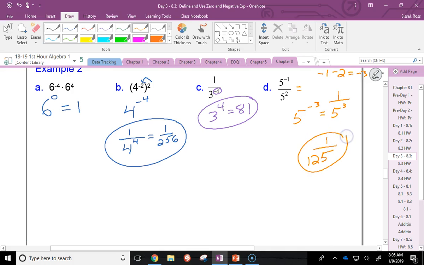If you would have reciprocated the first time, and you made this 5 to the negative 1, you would have 1 over 5 to the 1st power times 5 to the 2nd power. You'd still follow your rule. 1 over, add those exponents, you still would end up with 5 to the 3rd power.